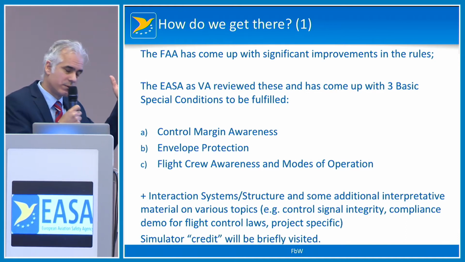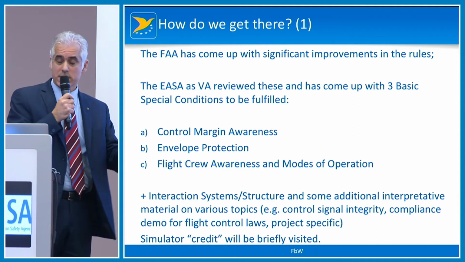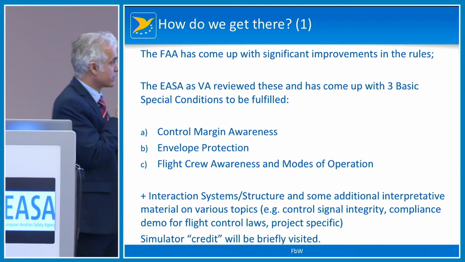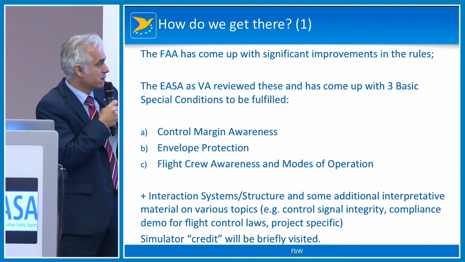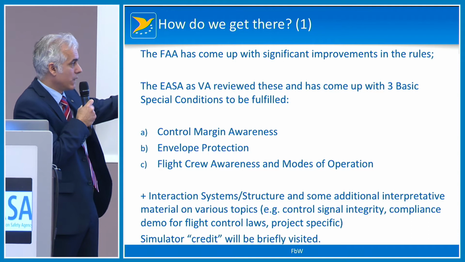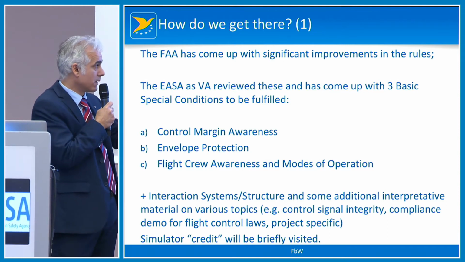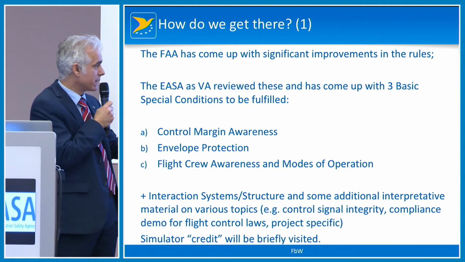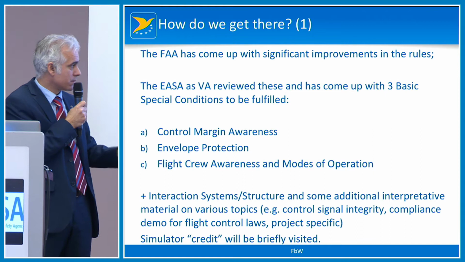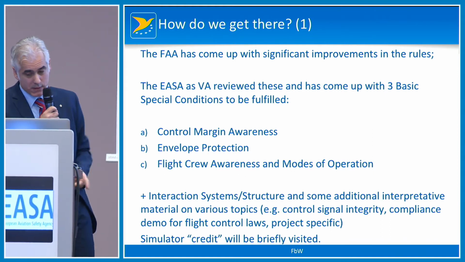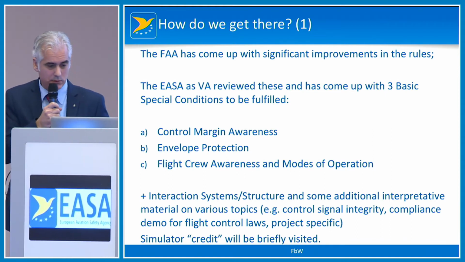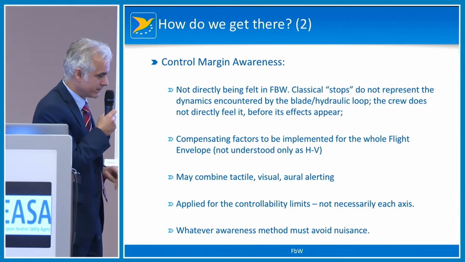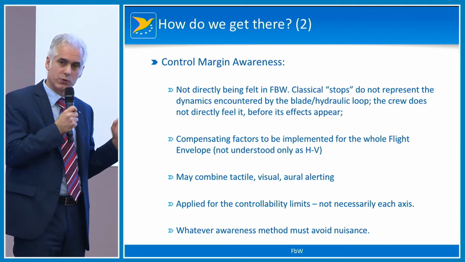Of course, apart from the special conditions, as usual, we're doing something new. We have to crystallize our interpretations about interaction, systems, structure. So we have some additional project-specific interpretative material on a variety of topics like control system integrity, compliance demonstration, and also I will speak about the simulator credit, which I mentioned earlier on, and how this can be done. So let's go a little bit on case A, control margin awareness.